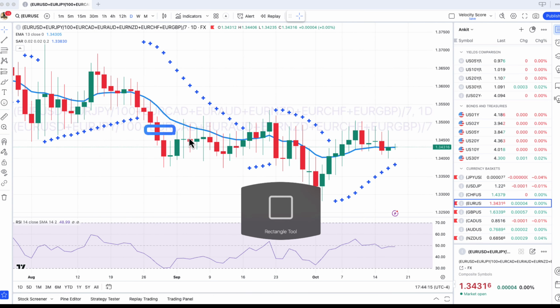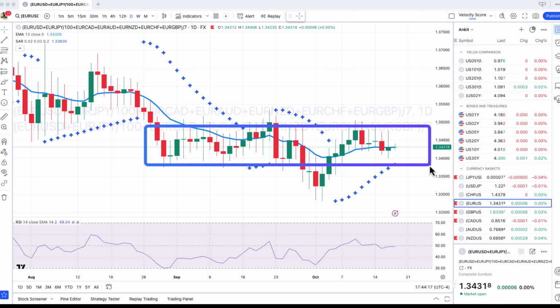You can see that the euro basket is pretty much sideways. This is a daily chart. You can see this has not gone anywhere.